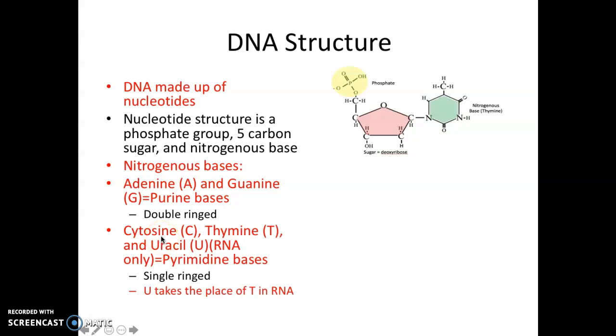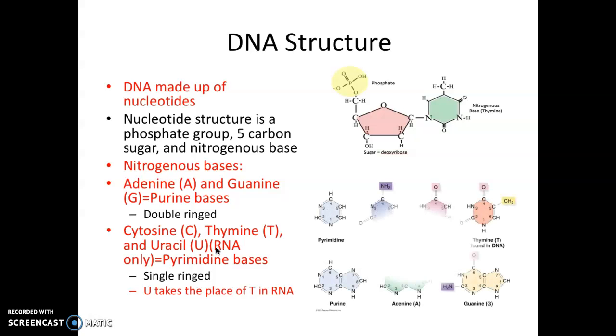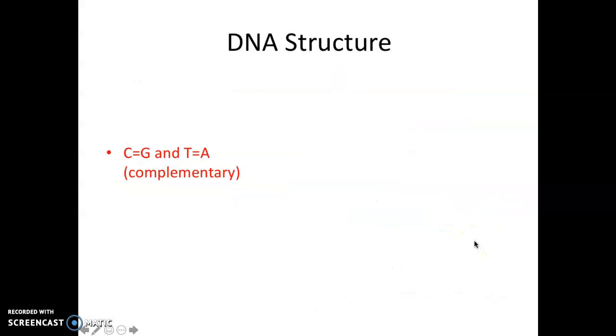Cytosine, thymine, and uracil are going to be your pyrimidine bases. Uracil is found only in RNA, and uracil and the T, thymine, are going to swap out. So here are all of our bases. We've got our purines down here, so that double ring. Pyrimidines are up top. That's going to be your U, C, and T.